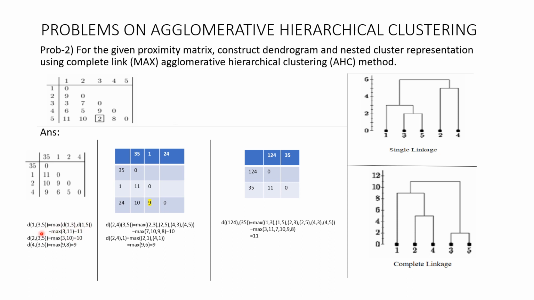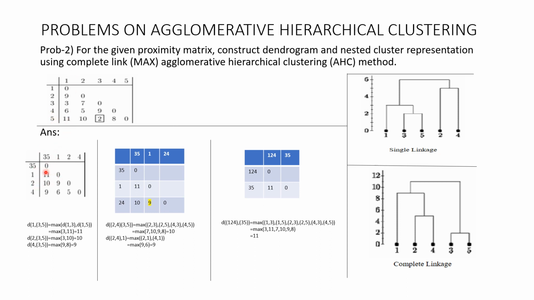Please see here, it's the only difference between the previous method and this method. You have to take the maximum. In the previous problem, we took the minimum. Here we are taking the maximum. So 11 will be substituted here. Again, I will repeat. The distance from point 1 to 3, 5 is the maximum of 1 to 3 and 1 to 5. What is the distance from 1 to 3? 1 to 3 means 3 to 1, same, 3. And 1 to 5? What is 5 to 1?